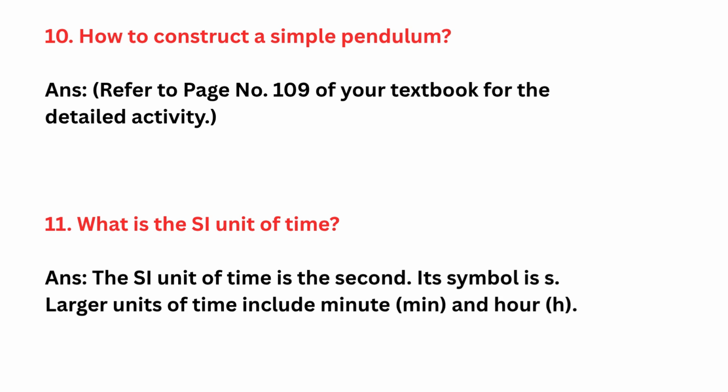Question number 11. What is the SI unit of time? The SI unit of time is the second. Its symbol is small s. Larger units of time include the minute, that is min, and the hour, that is small h.